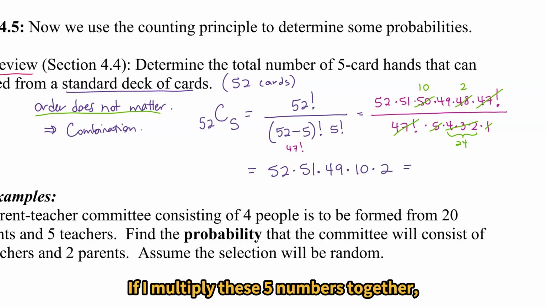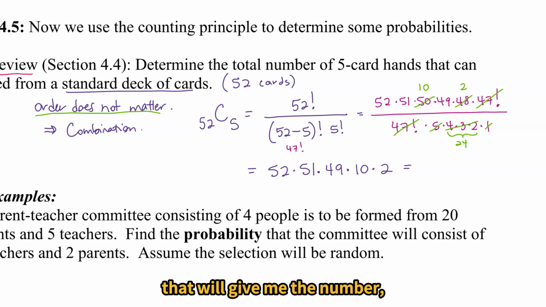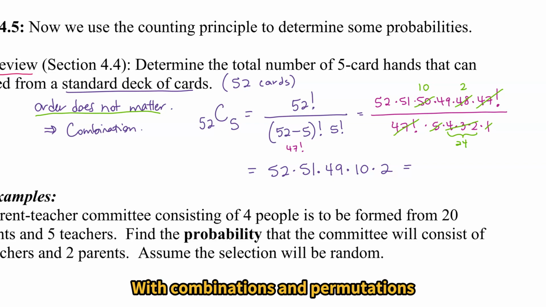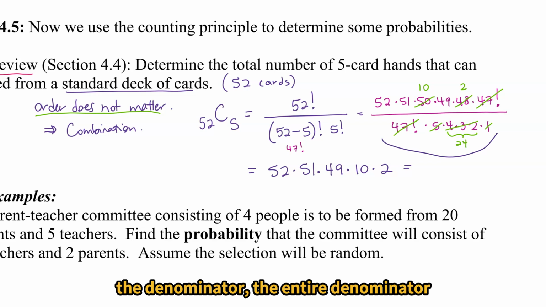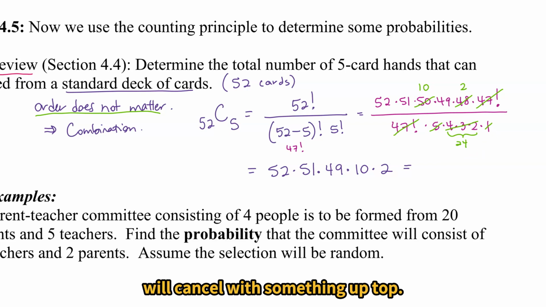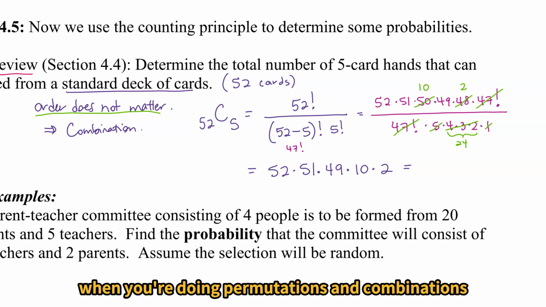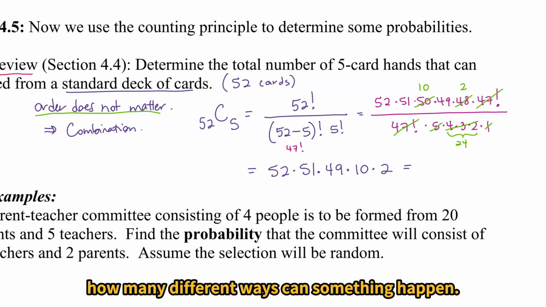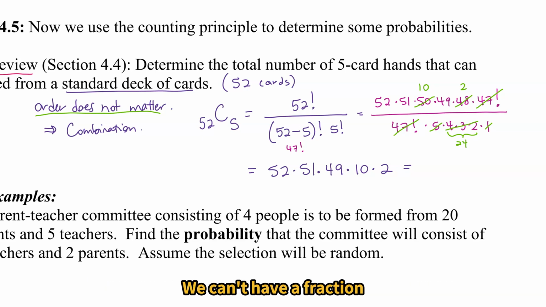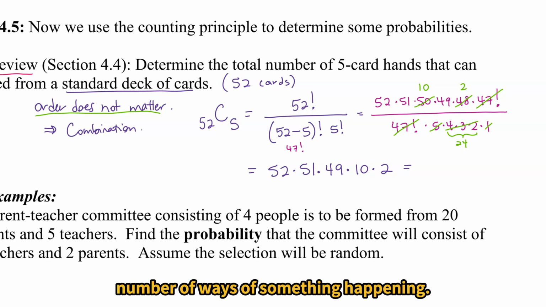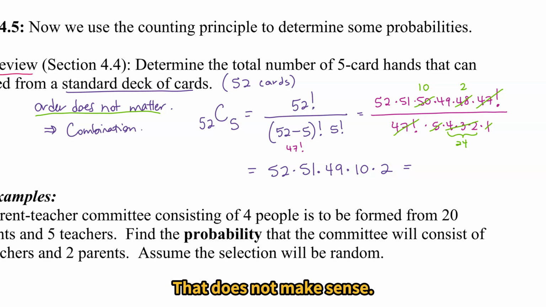And if I multiply these 5 numbers together, that will give me the total number of 5-card hands that can be dealt. With combinations and permutations, the entire denominator will cancel with something up top. You will never be left with fractions when you're doing permutations and combinations because we're counting how many different ways something can happen. We can't have a fraction number of ways of something happening. That does not make sense.